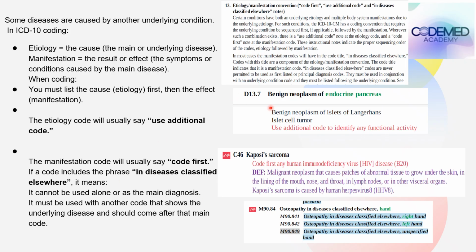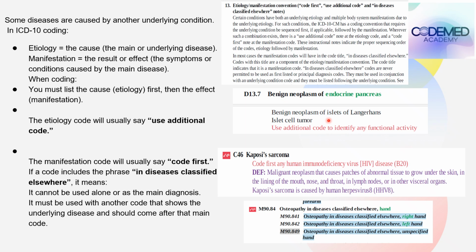Now this is a benign neoplasm of the endocrine pancreas. Below that you will see the phrase use additional code to identify the functional activity. Now let us understand that the patient is having a benign neoplasm of the endocrine gland or islets of Langerhans, and because of that they stop functioning, the patient develops diabetes.